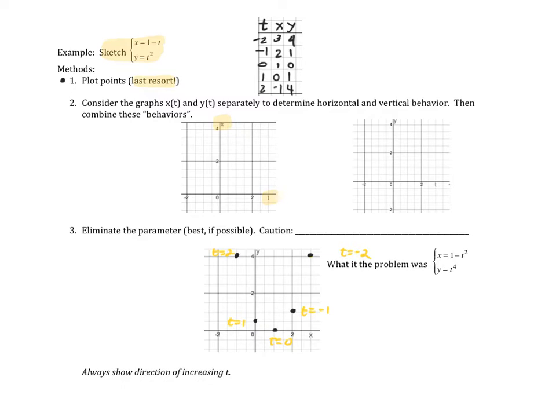So if I draw that graph, 1 minus t, let's see, that has a, I was going to say y-intercept of 1, but that is the x-axis here. But it would go through when t equals 0, x equals 1. When t equals 1, x equals 0. And so we get something that looks like this. Okay?